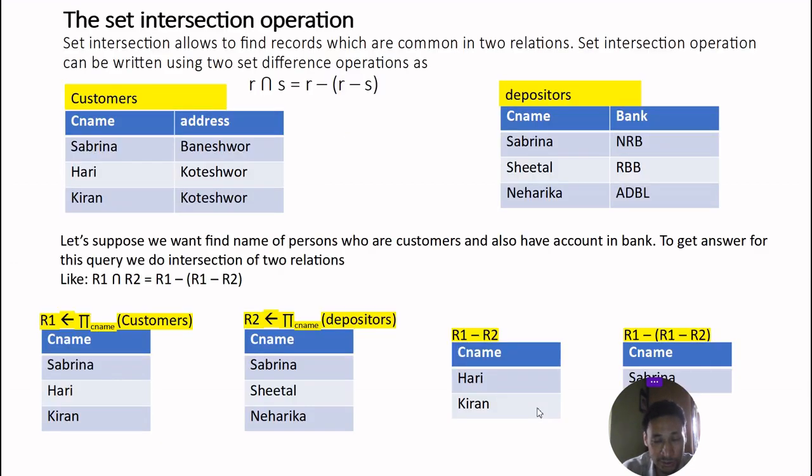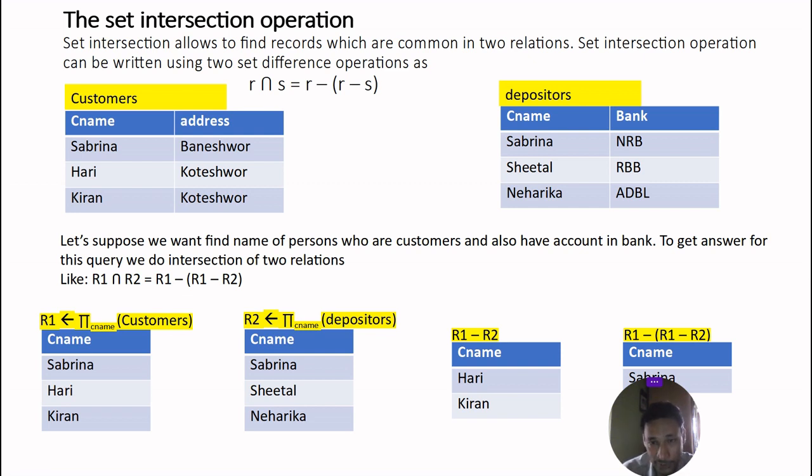The first one is set intersection. Set intersection allows us to find records which are common in two relations. Set intersection operations can be written using two set difference operations. If we are given two different sets and we do set intersection of those two sets, we will get the common elements from both sets.